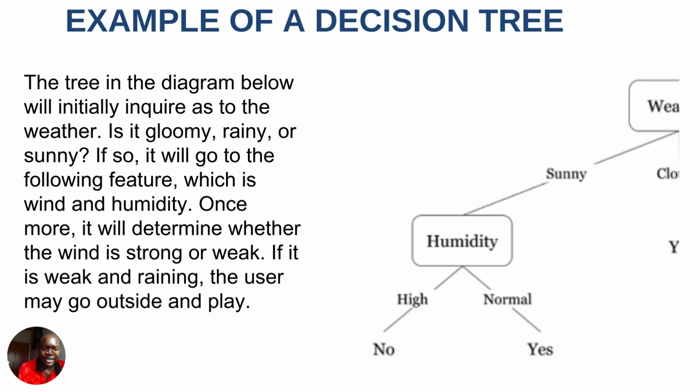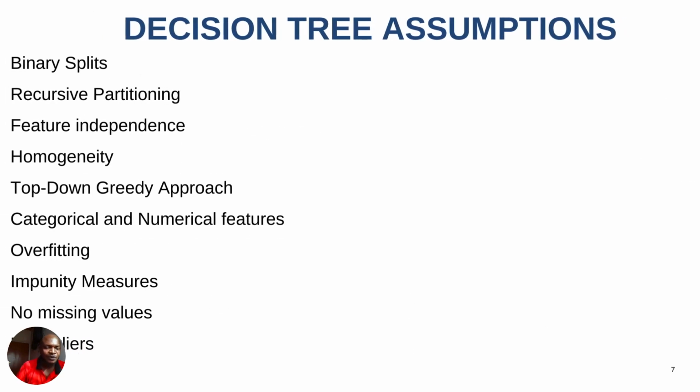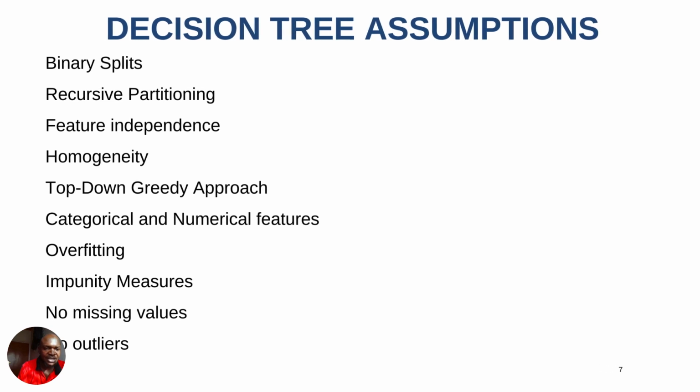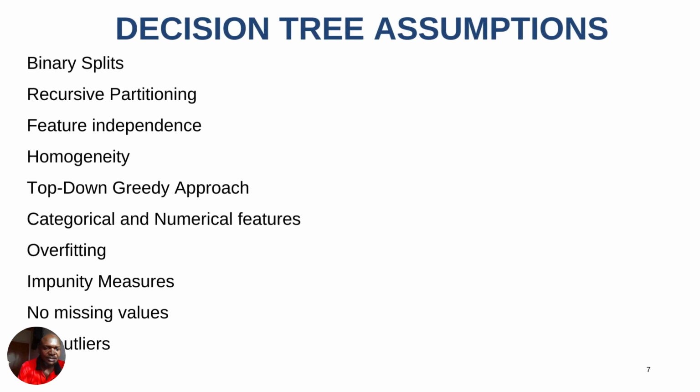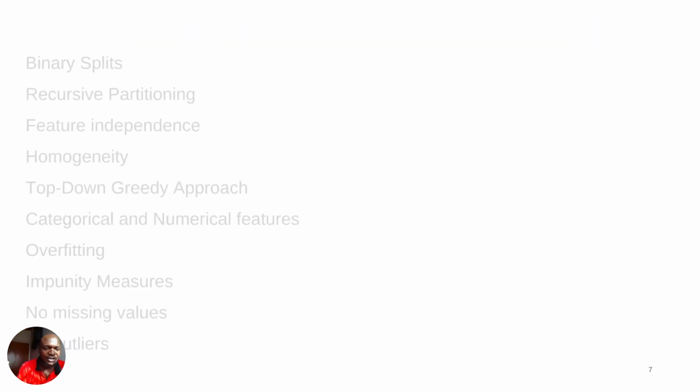On the next slide here, we are going to talk about the decision tree assumptions. On the decision tree assumptions here, we have got the binary splits, recursive partitioning, feature independence, homogeneity, top-down greedy approach, categorical and numerical features, overfitting, impurity measures, no missing values, and no outliers.